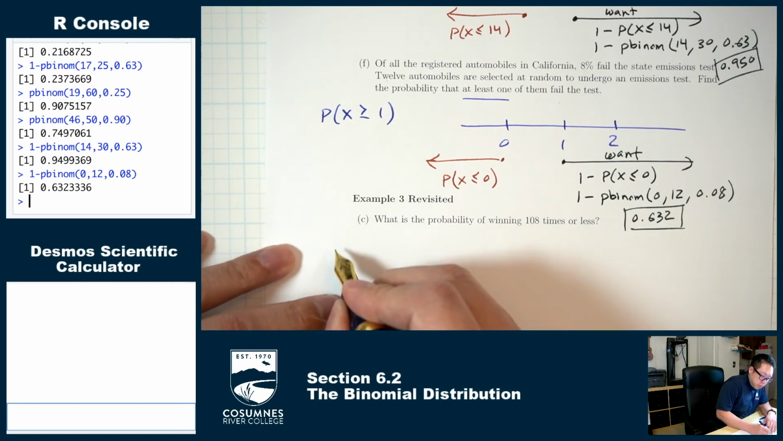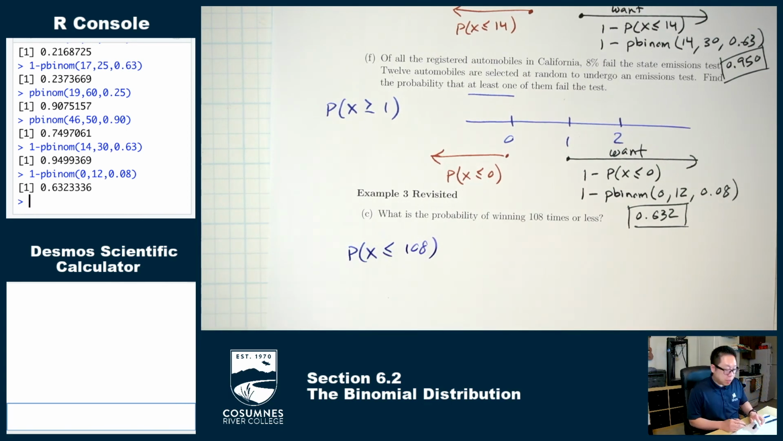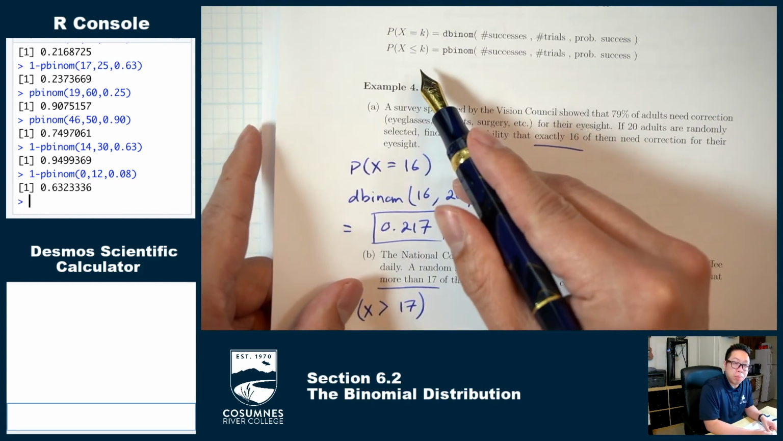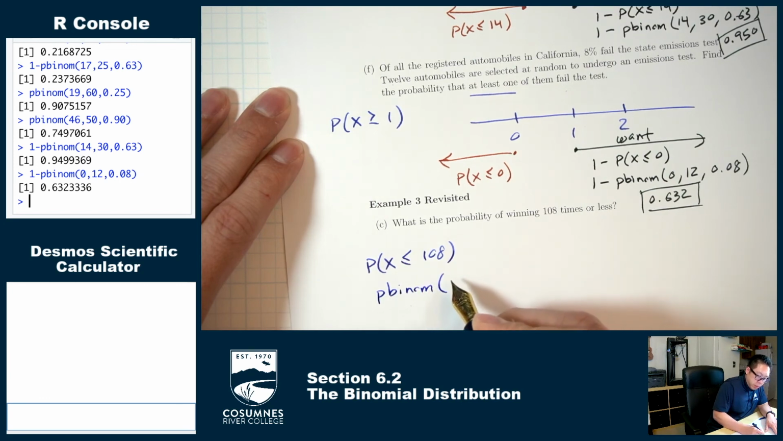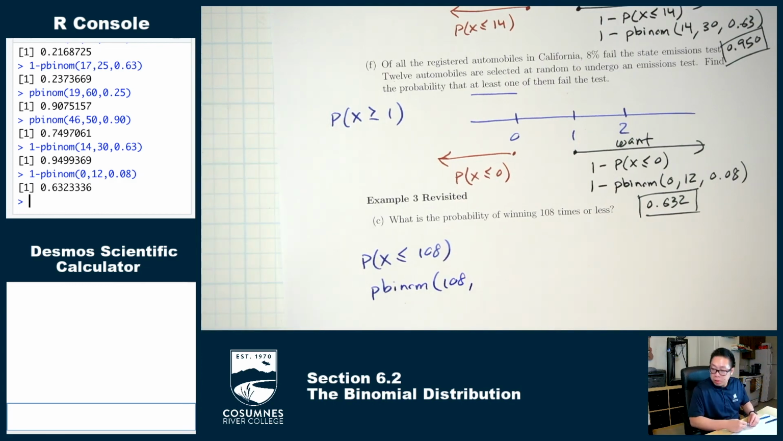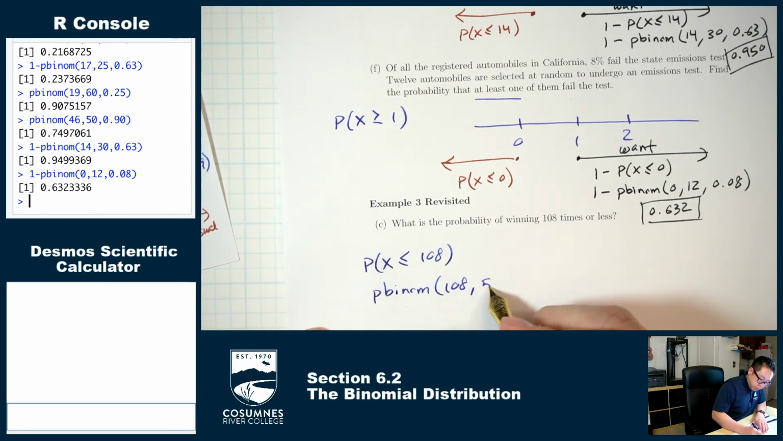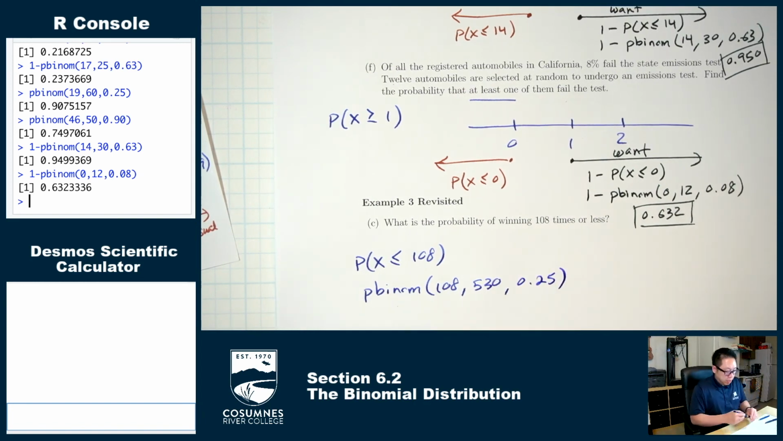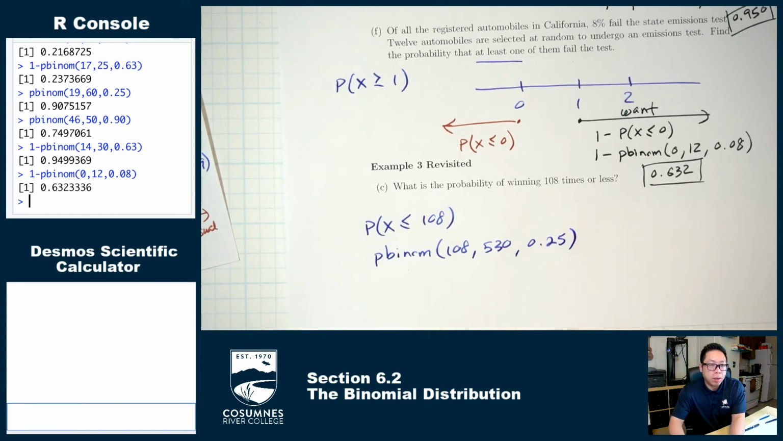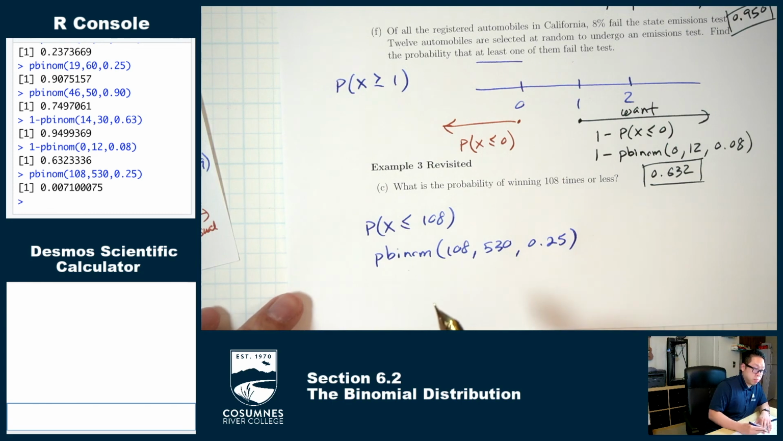So what I'm looking for here is probability 108 or less is just less than or equal. Lucky for us, less than or equal is exactly one of the things that R is going to do directly, so I don't need to draw a picture and rework it. So I just need to do p-binom. Probability of success is that 108. Number of trials. This was back in example 3. Number of times we played this game was 530. And then probability of success. So McDonald's is saying that the probability of winning was 25%, so it was 0.25. And let's see what this is. P-binom 108, 530, 0.25. And rounded to 3 decimal places, this is 0.007.